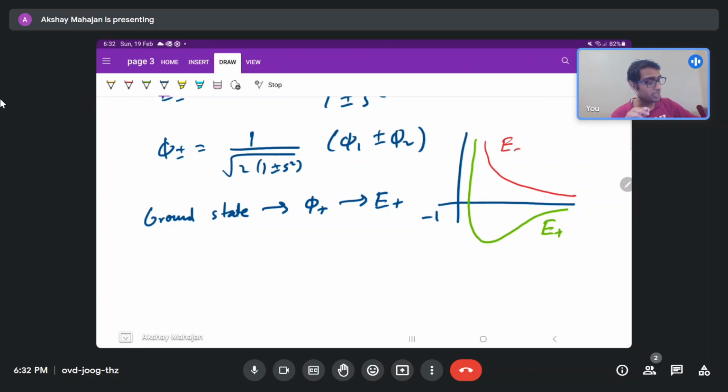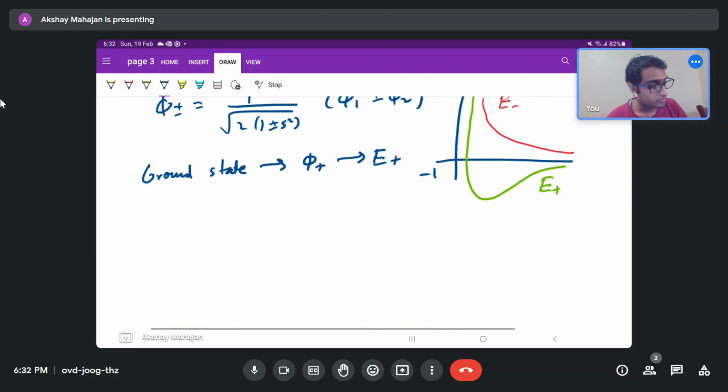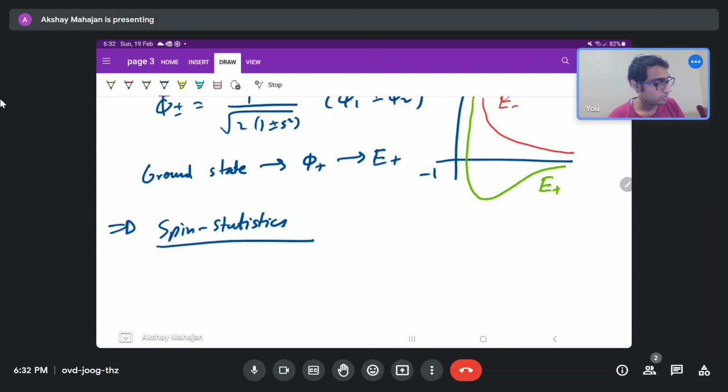So for this, we multiply the wave function with a spin wave function, because we have not considered the spin of these two electrons. So the total wave function will be given by a combination of this phi plus times the spin wave function as well. For that, first, let us just revise what was done in the spin statistics. We will also solve some problems regarding the spin statistics.